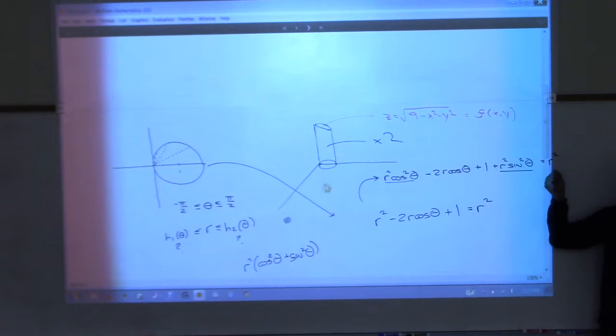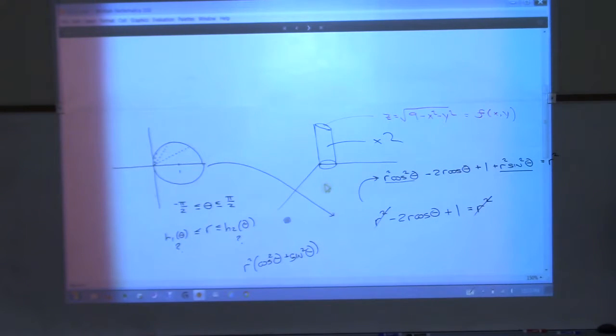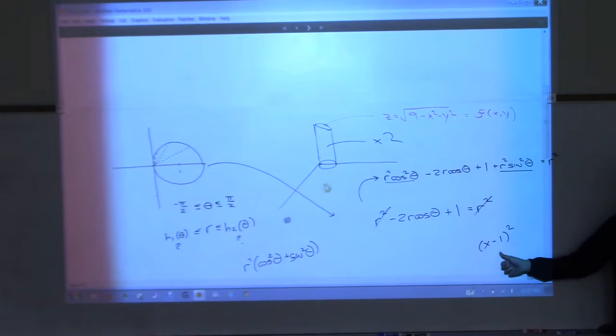So I still have the right side. Don't forget that. Now what can I do? Subtract r squared on both sides, and it's gone. It was right here when I expanded (x minus 1) squared. When I expanded that, I got x squared minus 2x plus 1. So that 1 was from there.